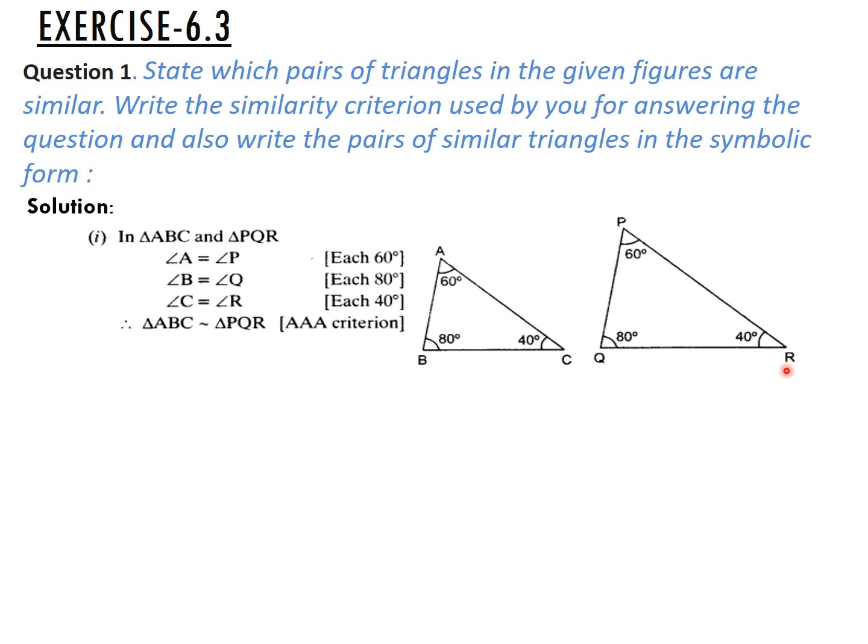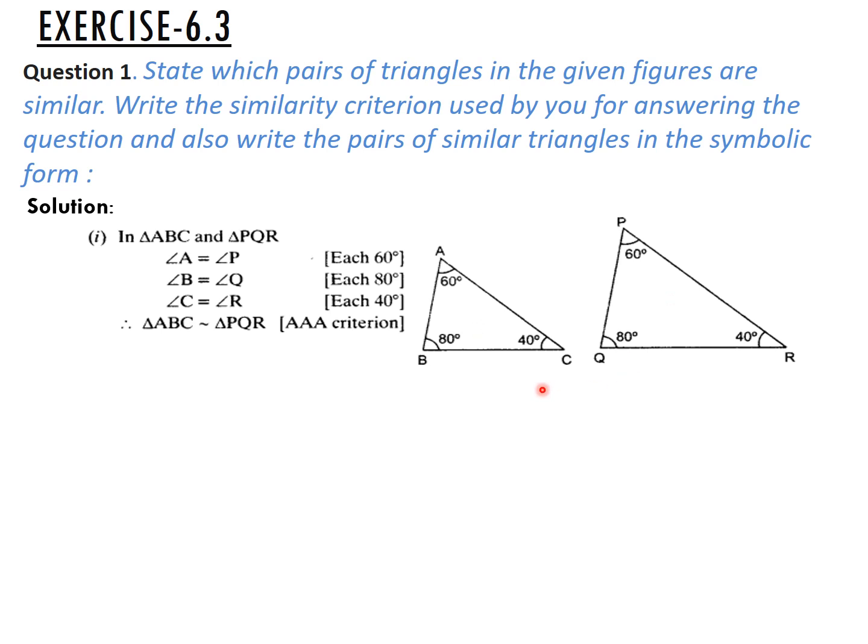So we can clearly see that the corresponding angles for all three of them are equal. Since all the three angles are equal, therefore we can say that by AAA similarity criterion, these two triangles are similar to each other.